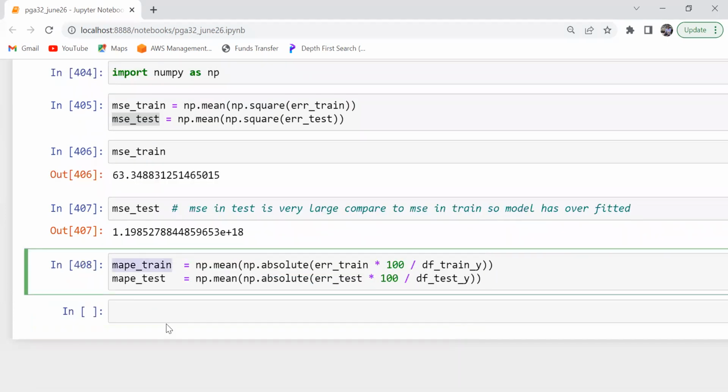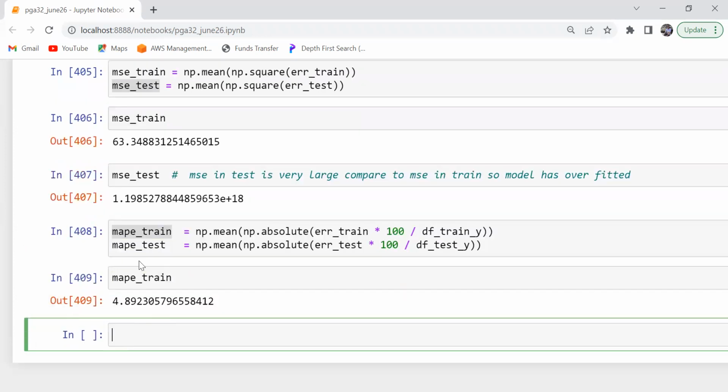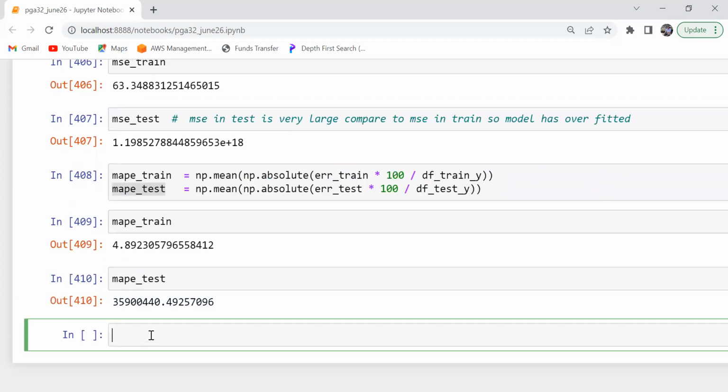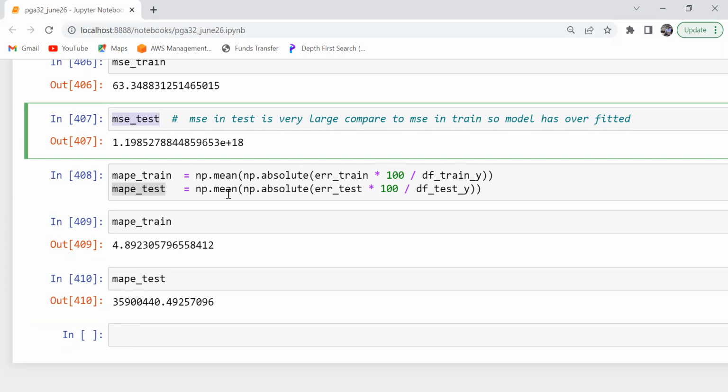Now let's see MAPE train. Around 5% or a little less than 5%. Now let's see here, sir, how much. Can you notice? It's a very big number. 1, tens, 100, 1000, 10,000, lakh, 10 lakh, crore, 3 crore 59 lakhs. Very high MAPE. And normally if MAPE goes above 100, it means it's a very high error, right? Because it is a percentage error. So the model has overfit. And if MSE is high, probably RMSE is also going to be high, right?